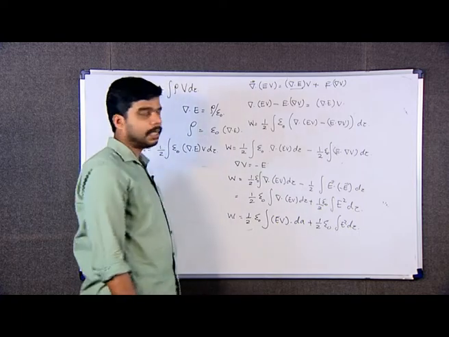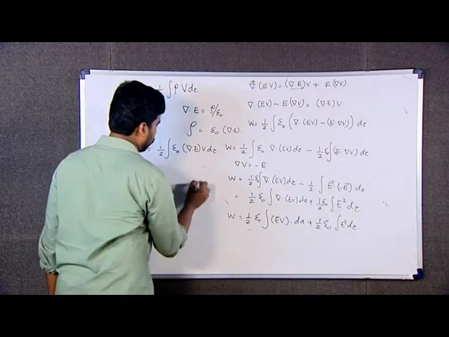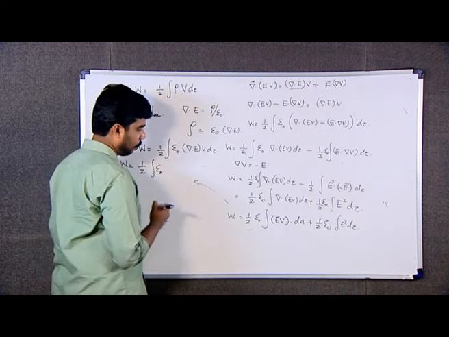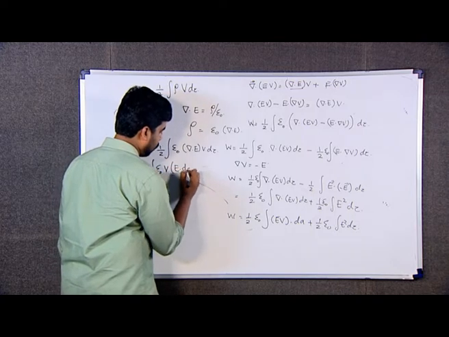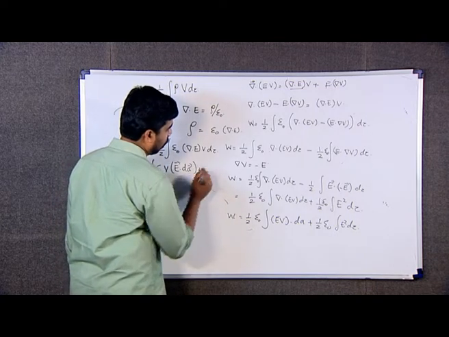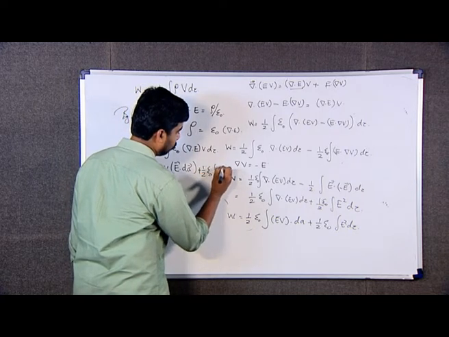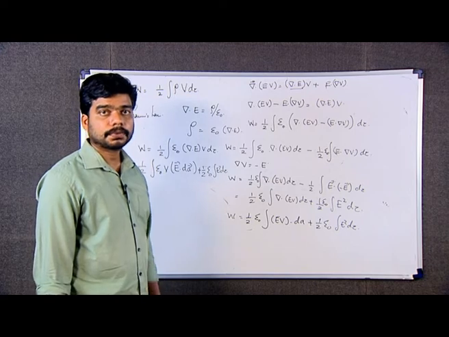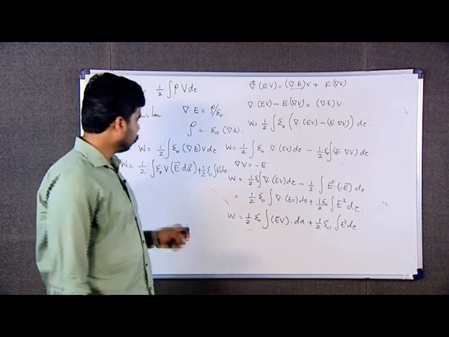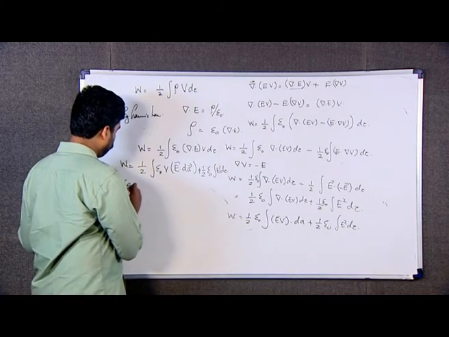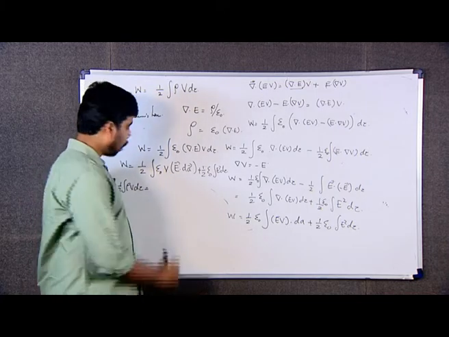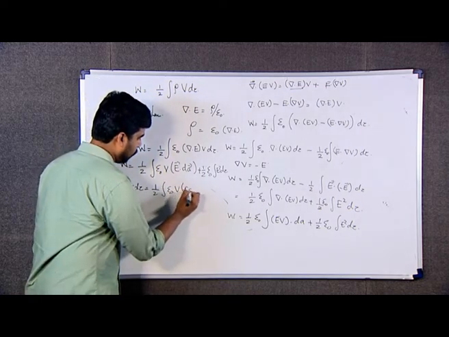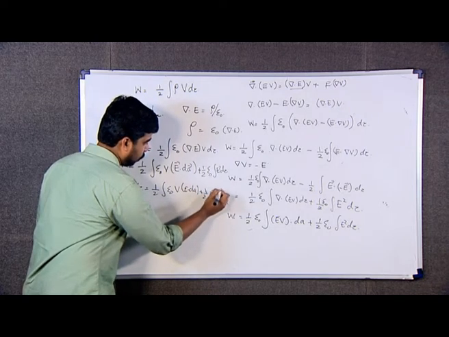Since E is a vector and V is a scalar, I can rewrite this equation as W is equal to half into epsilon 0 integral V E dot dA plus half into epsilon 0 integral E square d tau. So, the total work done, half into integral rho V d tau, is equal to half into epsilon 0 integral V E dot dA plus half into epsilon 0 integral E square d tau.